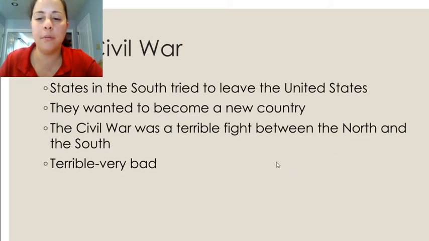For example, we went to the restaurant. The food was terrible. Very bad. Okay, for example. Here is the picture of two men fighting, okay, on page 74. Two men fighting for slavery to end and slavery to continue.